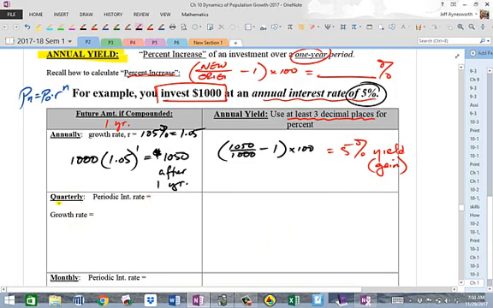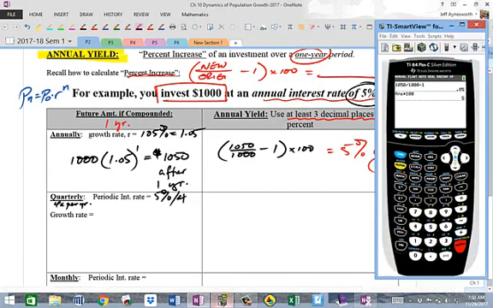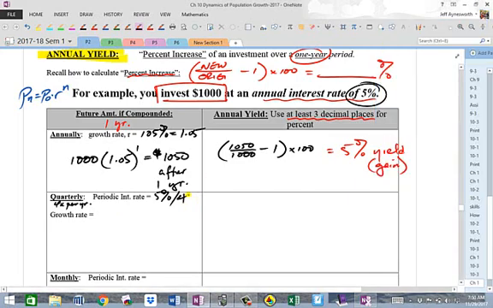Okay, now quarterly means 4 times a year, right? 4 times per year. So what we need to do is take the annual interest rate of 5%, and we've got to calculate the quarterly rate. So we've got to divide that by 4. Okay, now what is that? Well, 5 divided by 4. 5 fourths, 1 1/4, 1.25. All right, if you don't know how to do that in your head, you just go 5 divided by 4 and you get 1.25. So this is equal to 1.25%.